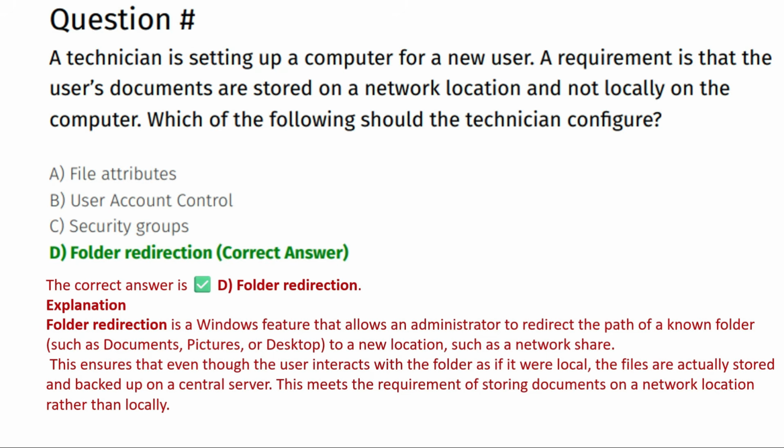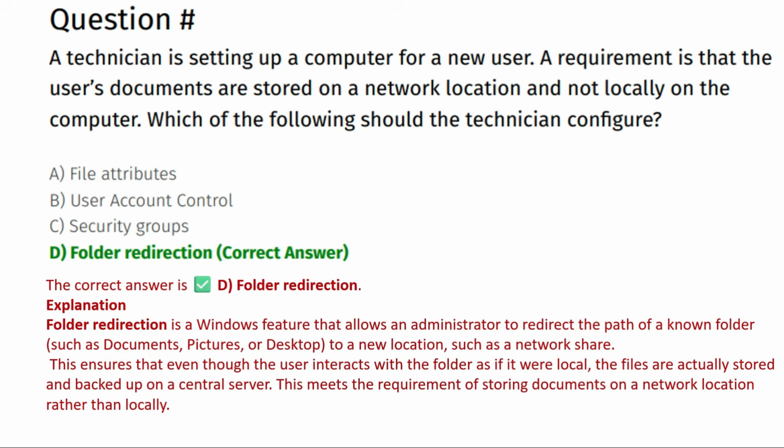The next question is, a technician is setting up a computer for a new user. A requirement is that the user's documents are stored on a network location and not locally on the computer. So which of the following should the technician configure? Option A, file attributes. Option B, user account control. Option C, security groups. Option D, folder redirection. And the correct answer for this question is option D, folder redirection.